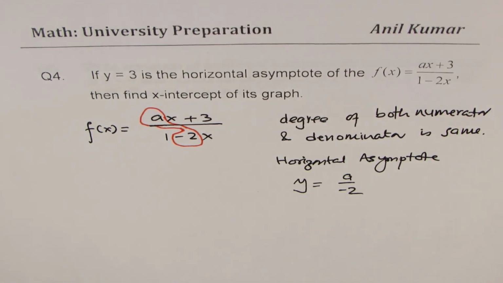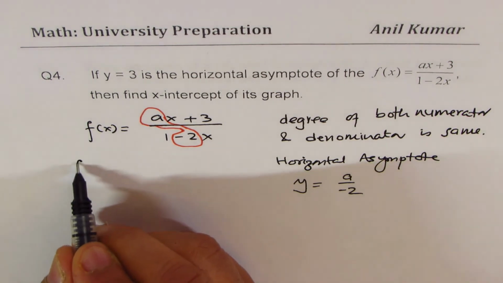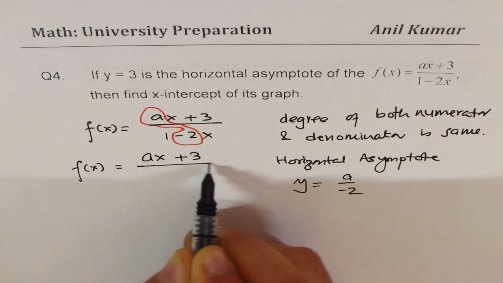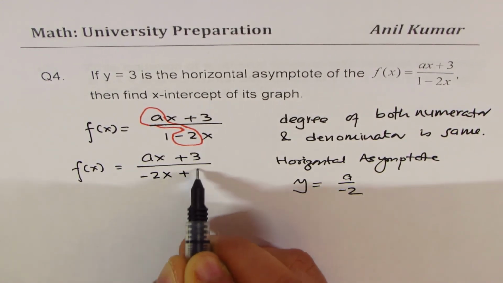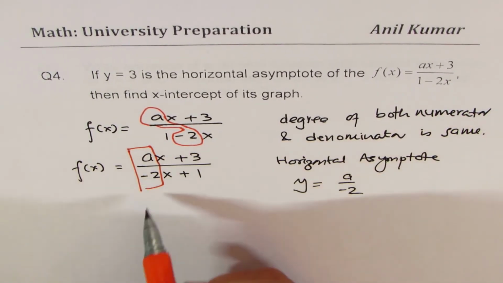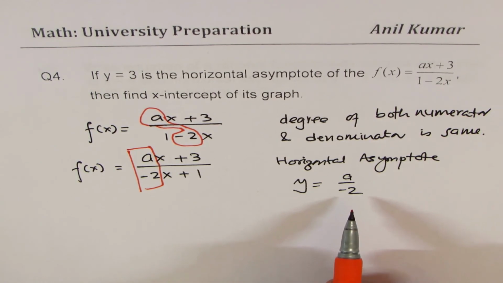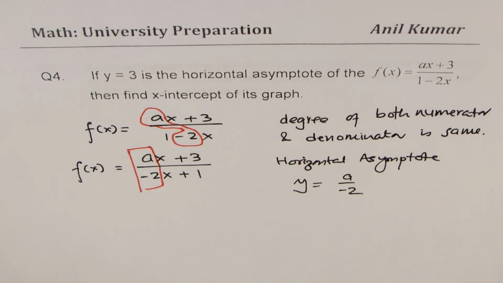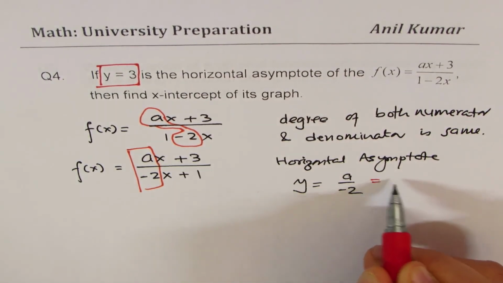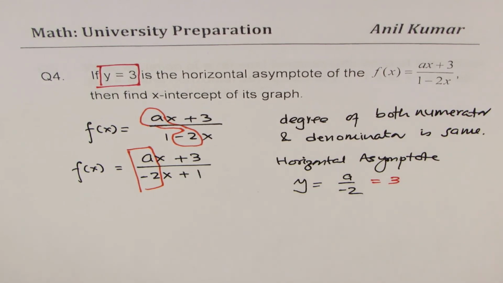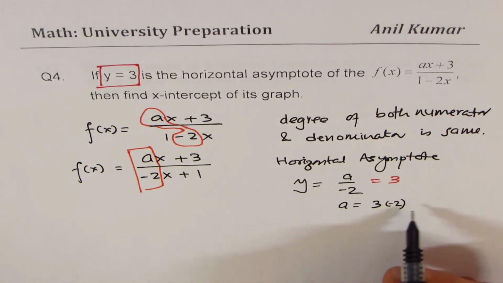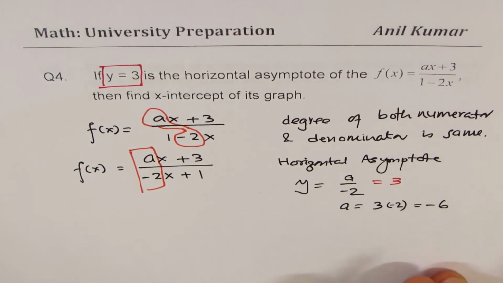So it has been rearranged, so it sometimes becomes difficult to figure it out. You can always write this as ax plus 3 over minus 2x plus 1, and then this ratio, a over minus 2, gives you the horizontal asymptote, right? But what are we given here? We are given that y equals 3 is the horizontal asymptote. So this is equal to 3, correct? So if it is equal to 3, you can find the value of a as 3 times minus 2, which is minus 6. Now a is minus 6 for you.